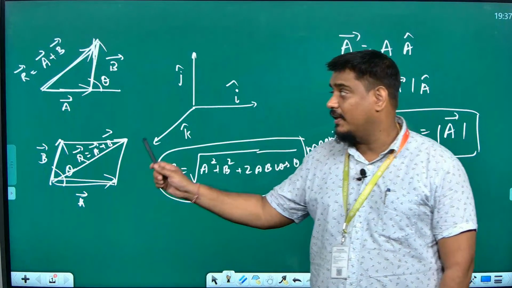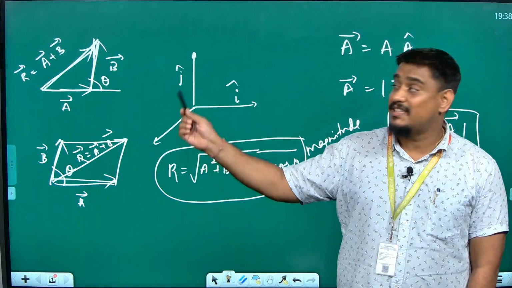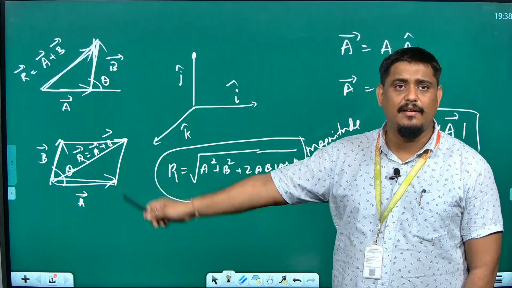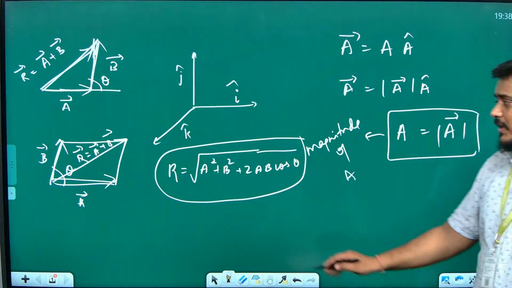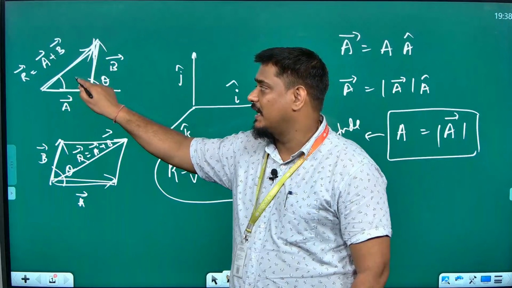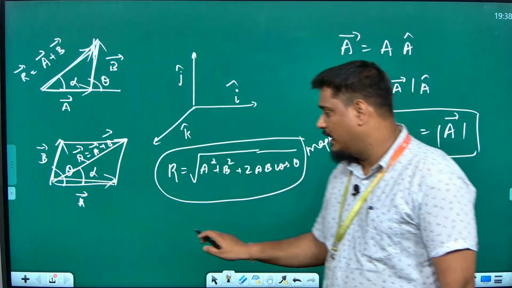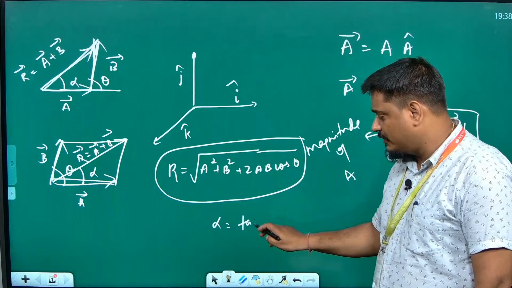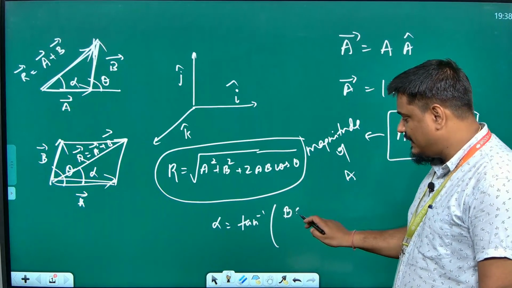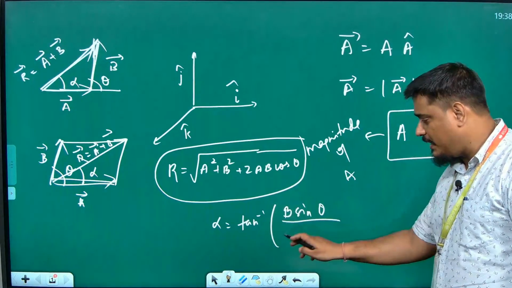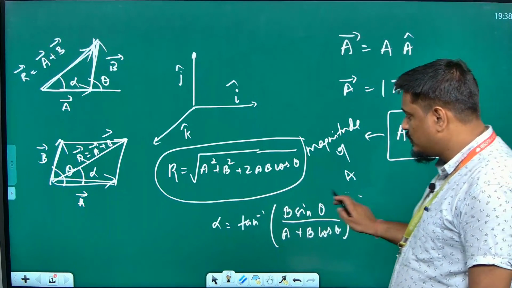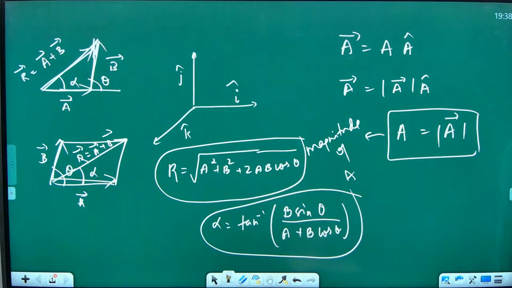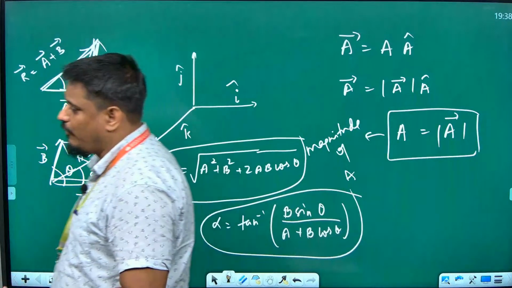Theta is the angle between the two vectors, external angle in the case of triangular law, internal angle in the case of parallelogram law. Then I told you the angle of resultant, in this case this is alpha. Alpha is given by the formula tan inverse of B sin theta by A plus B cos theta, where I said you be very careful about choosing A and B. A is the side attached with alpha and B is the side not attached with alpha.